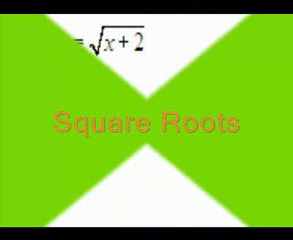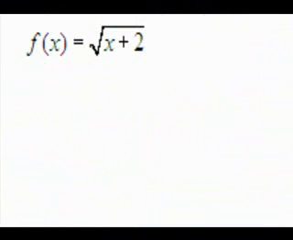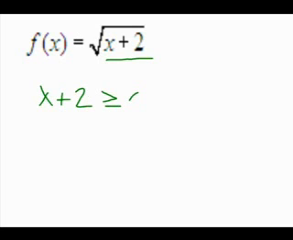The first thing we will look at is square roots. What's important about square roots is whatever's underneath the root must be equal to or greater than 0. So we will set x plus 2 equal to or greater than 0 and solve our inequality by subtracting 2 from both sides. So the domain in this problem is x is greater than or equal to -2.